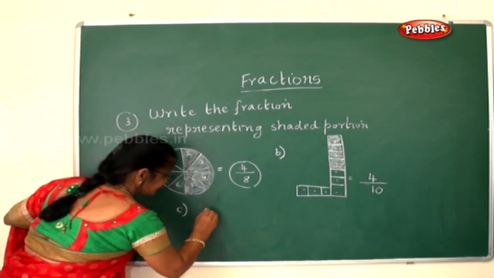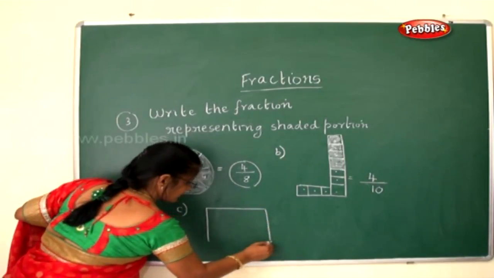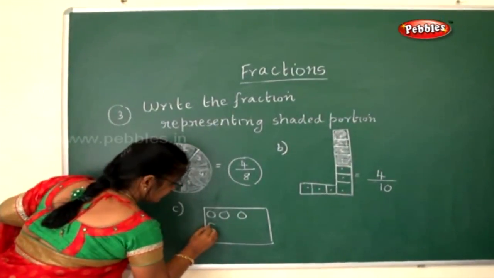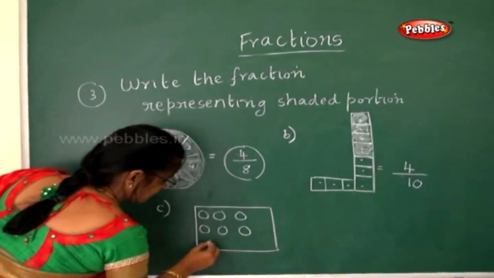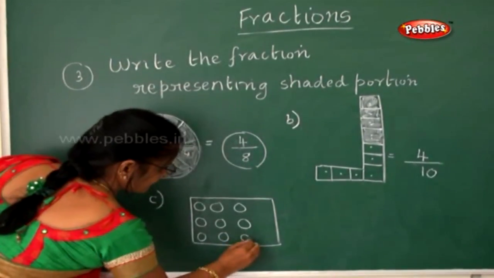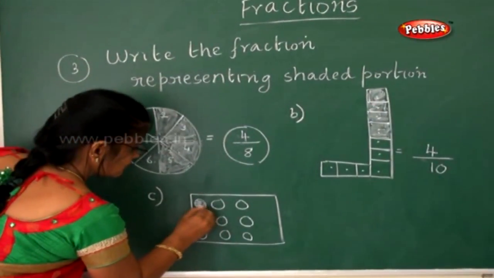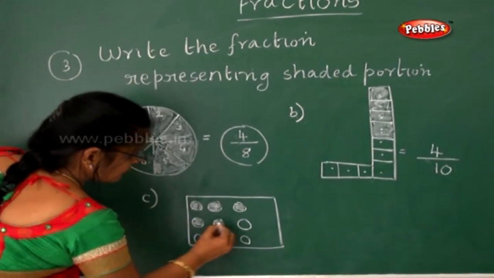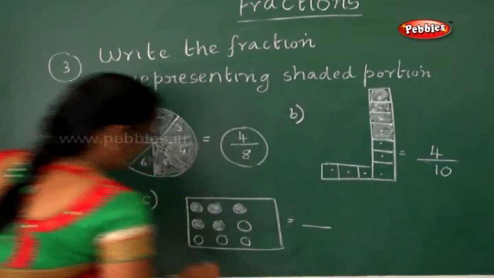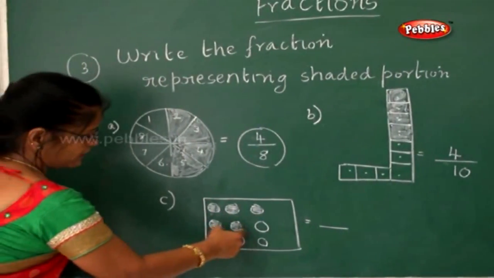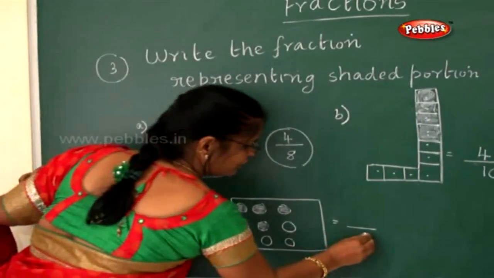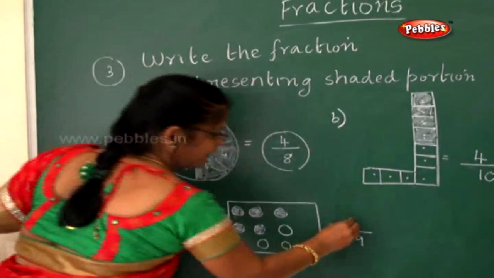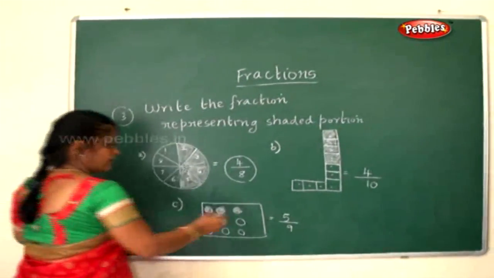The next one is, now tell me, what is the answer for it? See, 1, 2, 3, 4, 5, 6, 7, 8, 9. So the denominator will be 9. So how many are shaded? 1, 2, 3, 4 and 5. So the answer is 5 by 9.